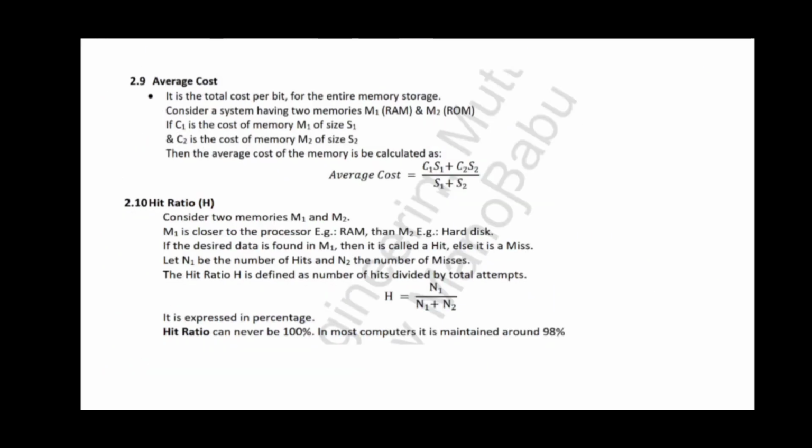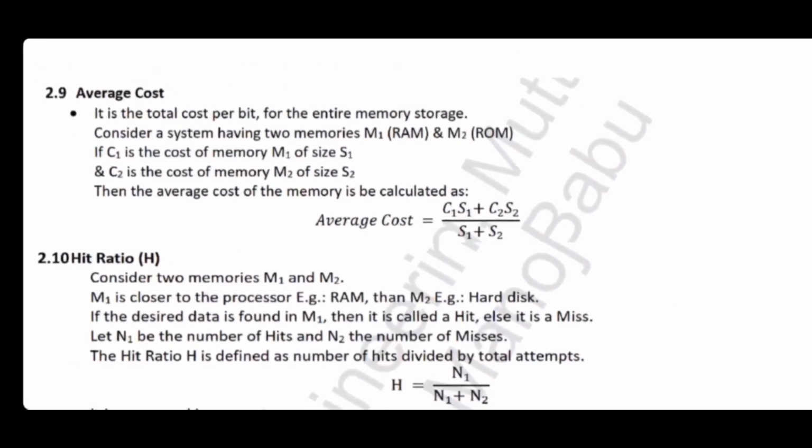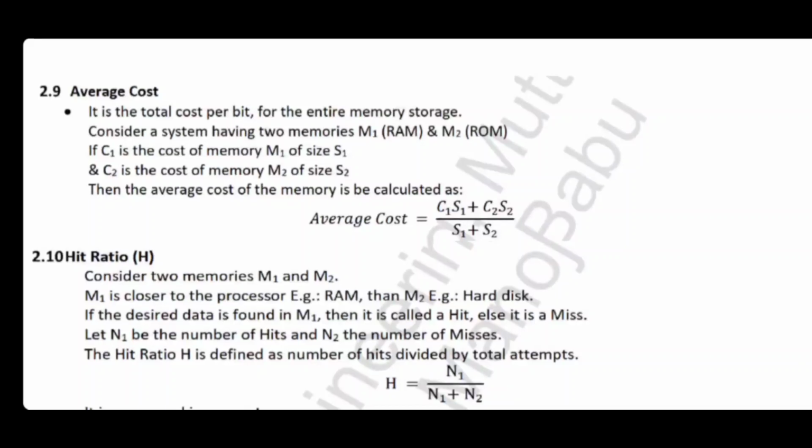Then the 9th is average cost. It is the total cost per bit for an entire memory storage. Okay, so average cost is nothing but the cost per bit. We already discussed cost is expressed in terms of bit. So average cost is nothing but cost per bit for the entire memory storage.